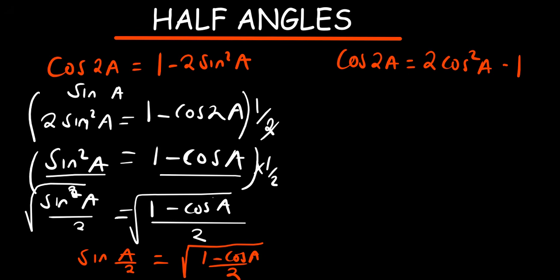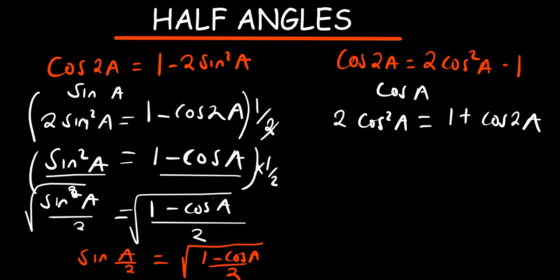What about for cos? We're now going to use the other equation. For this equation, I'm going to make cos a the subject. So I'm going to say 2 cos squared a. When I take the negative 1 to the other side, it's going to be positive, so I'm going to have 1 plus cos 2a on the other side. And because I've got that, I'm going to halve everything.